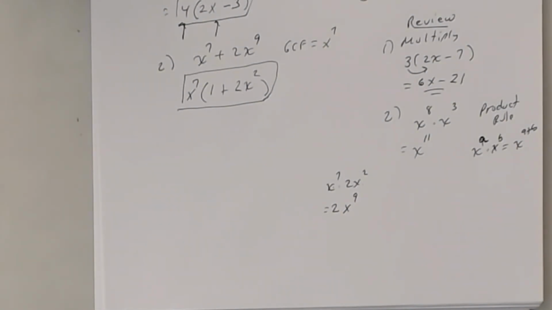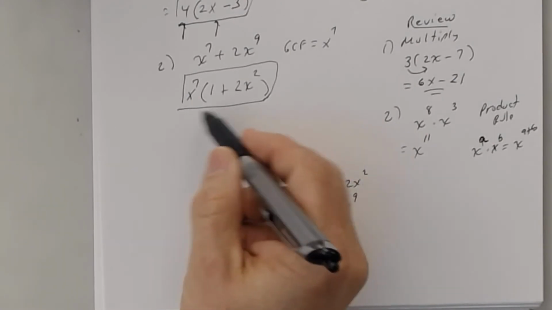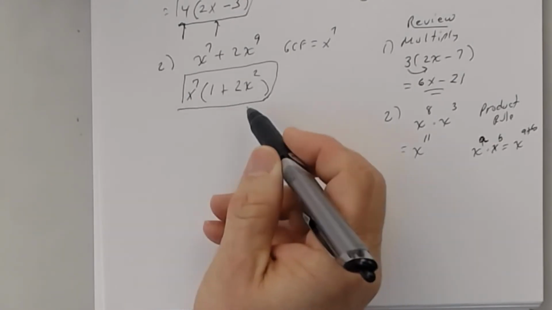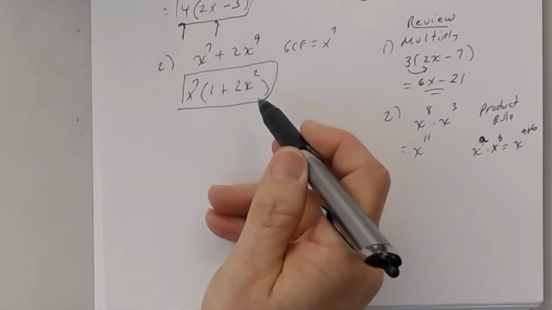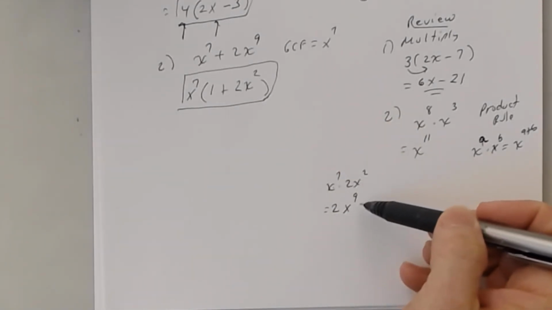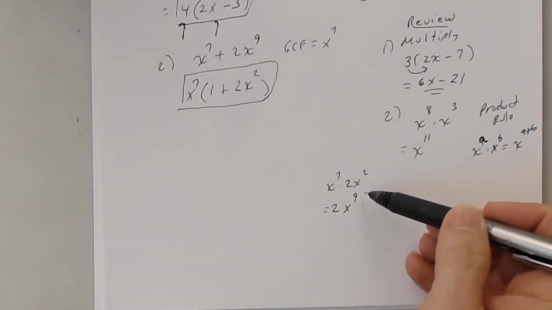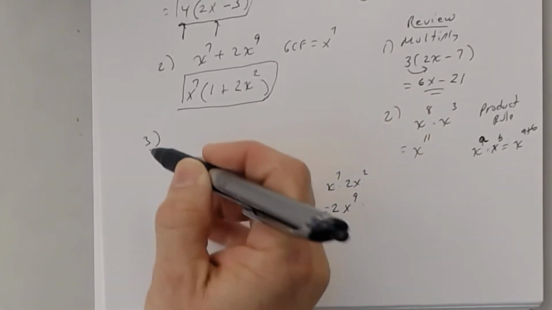Okay? So always use, always in your mind, check with the distributive property. If you thought of anything else here, think about why it's not correct. If you multiply it out, you'll see that you would never get 2x to the 9th if you use something else. Okay, let's look at number 3.